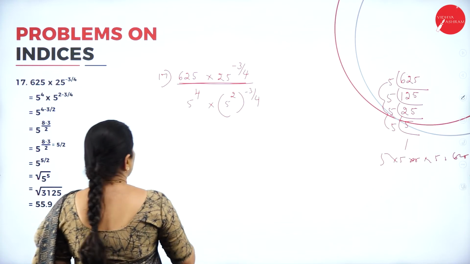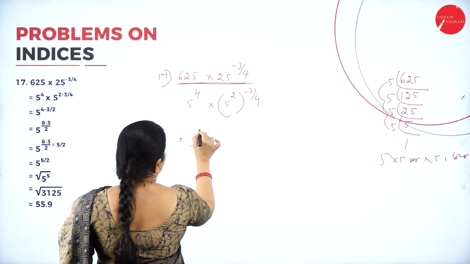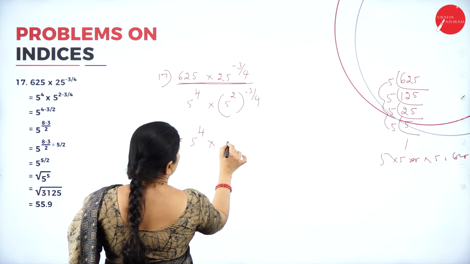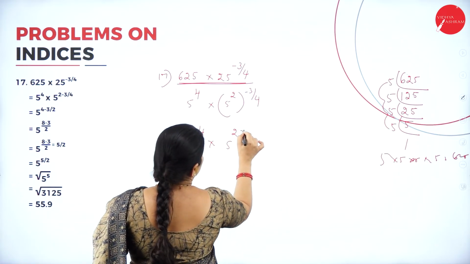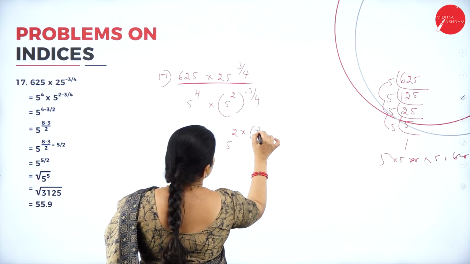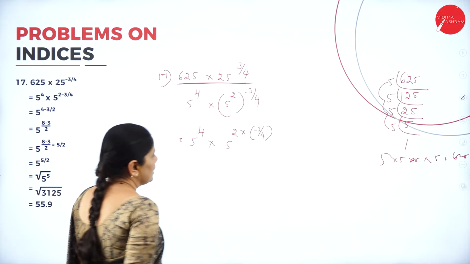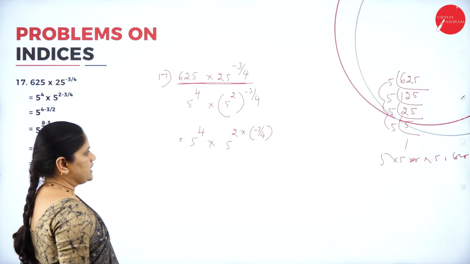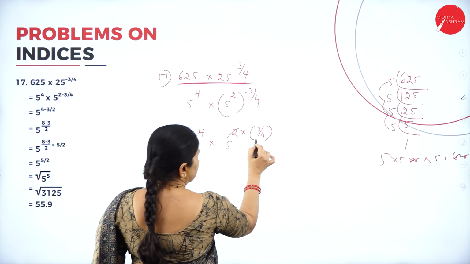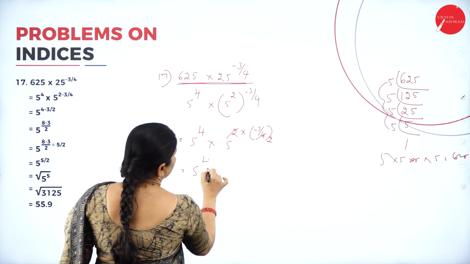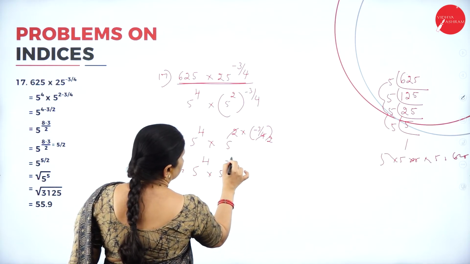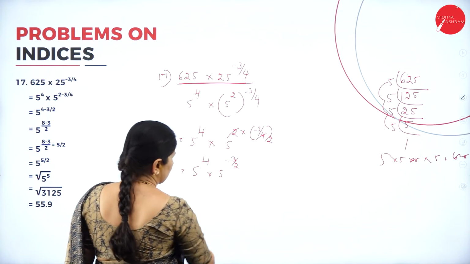So, what will be the next step? So, 5 to the power of 4 into 5 to the power of 2 into minus 3 by 4. Now, minus 3 by 4 is given, so I can simplify this. It will come up to 2. So, 5 to the power of 4 into 5 to the power of minus 3 by 2.